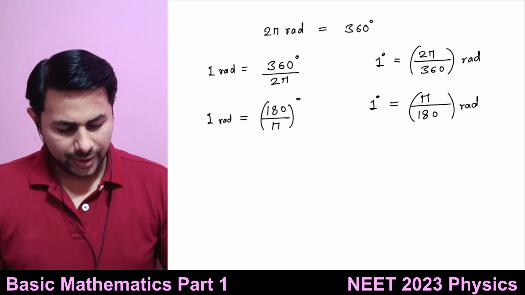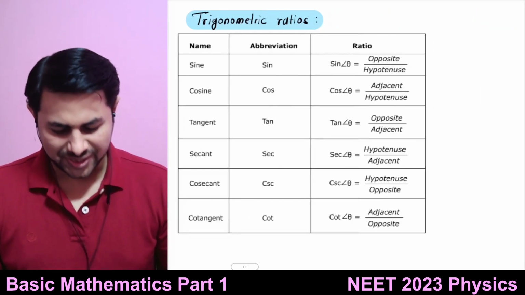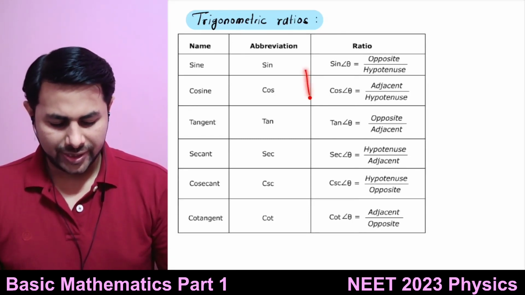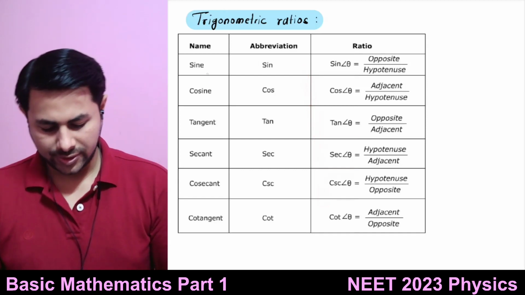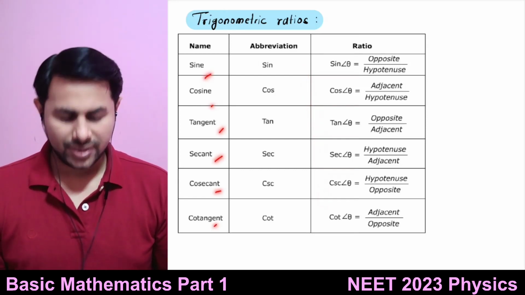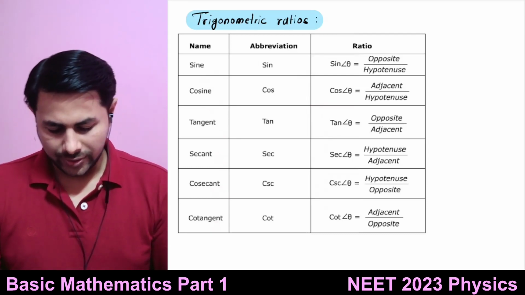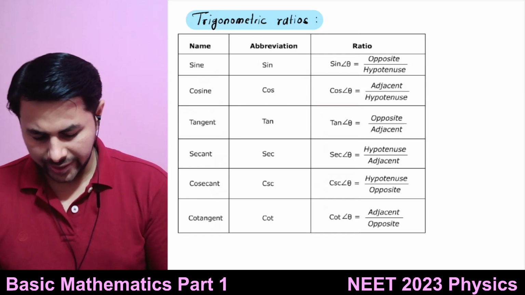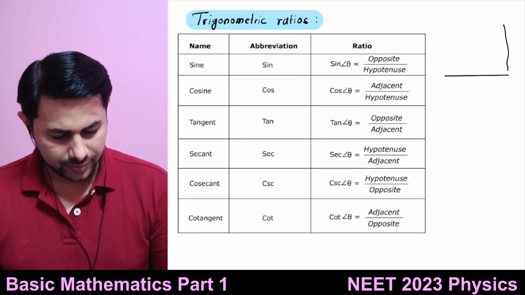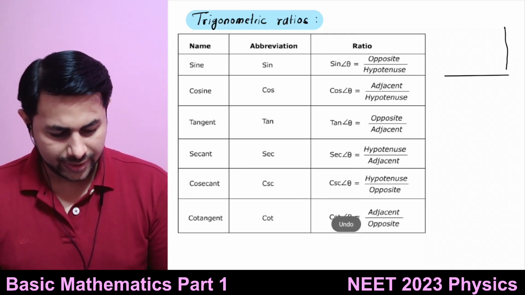After that, I added 2 pages, I guess. Then there are some trigonometric ratios: sine, cosine, tangent, secant, cosecant, cotangent. These are the 6 trigonometric ratios. How do we define them? Let's say we take a triangle. What kind of triangle? A right angled triangle.